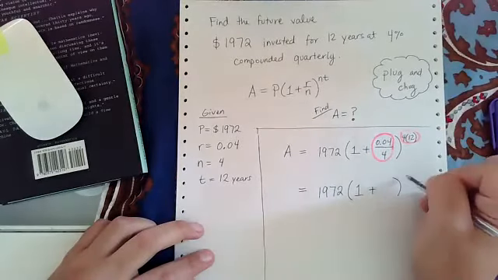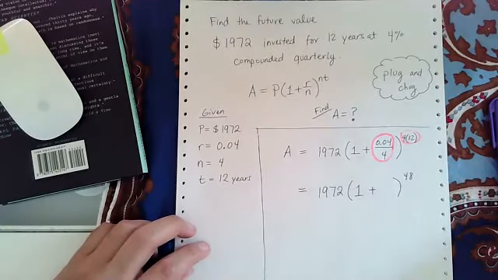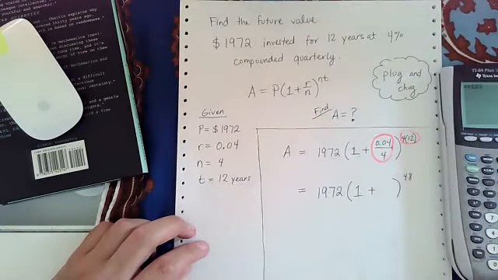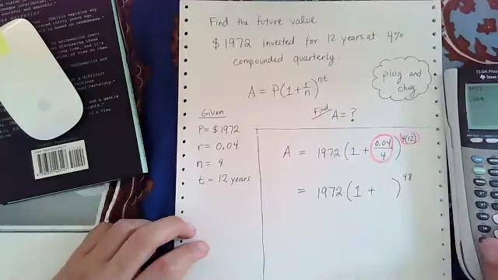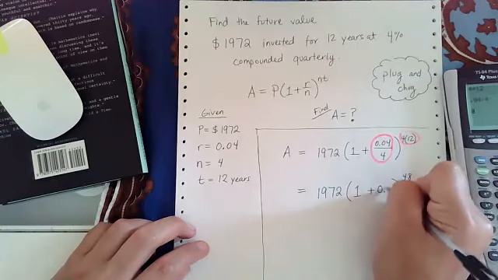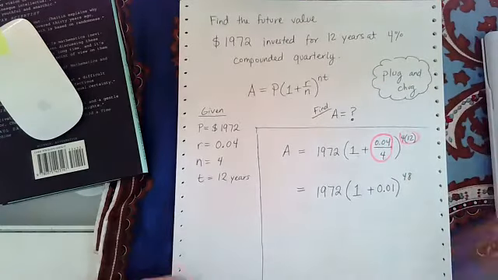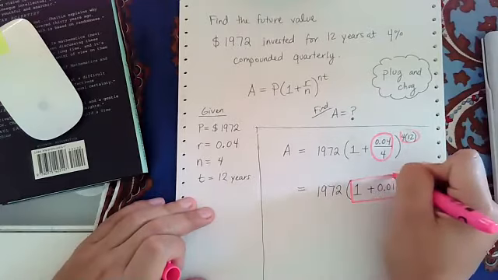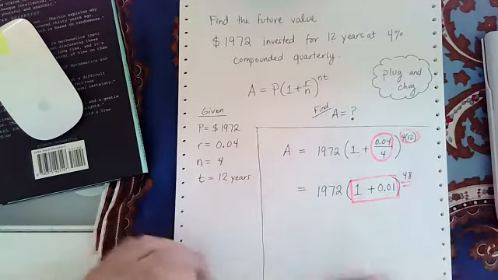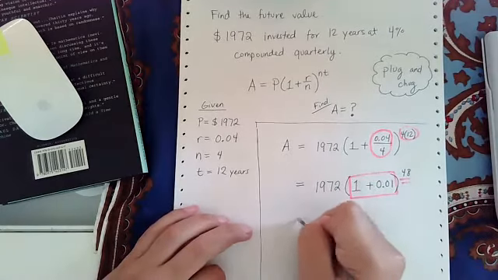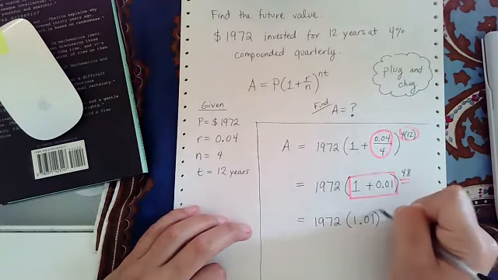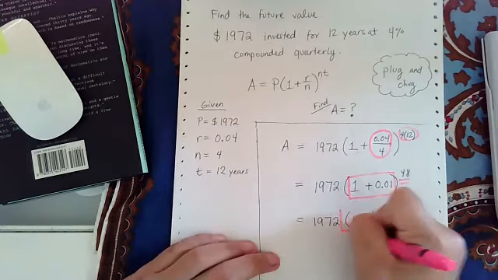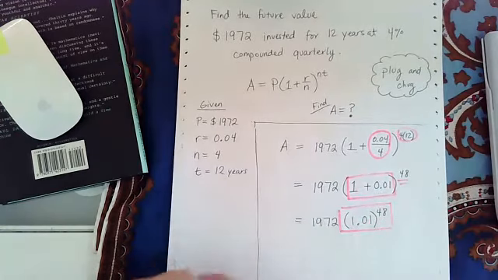Well, I know that 4 times 12 is 48. Well, now I'm starting to doubt myself, so I'm going to throw that in the calculator. 4 times 12 is 48. Good. But I don't know what 0.04 divided by 4 is. Turns out that that's just 0.01. Well, then I can go ahead and add this stuff together and then raise it to that power. So this is going to be 1.01 raised to the 48th power.